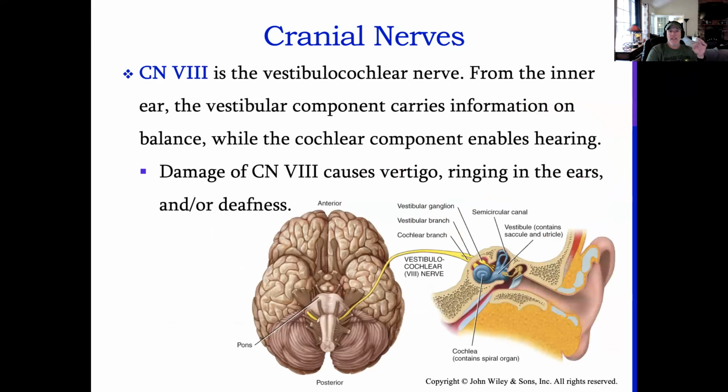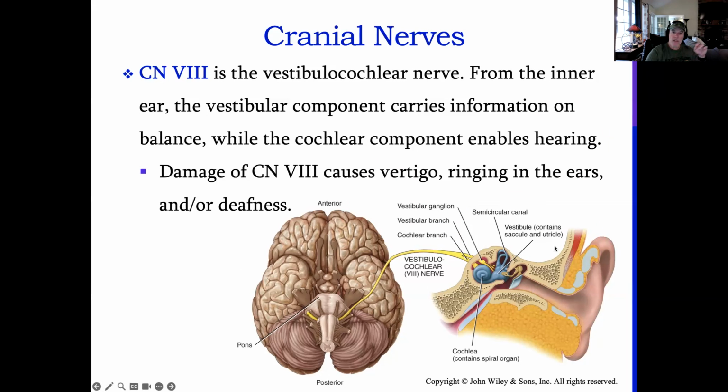Cranial nerve 8, the vestibulocochlear nerve. The vestibulocochlear nerve has 2 parts. It used to just be called the auditory nerve, but it got its name changed because it's not just responsible for hearing. The cochlear portion is responsible for the hearing portion of the inner ear, but the vestibular portion is responsible for the balance portion of the inner ear.